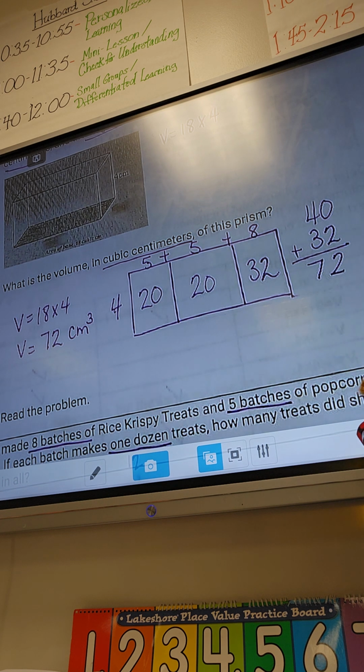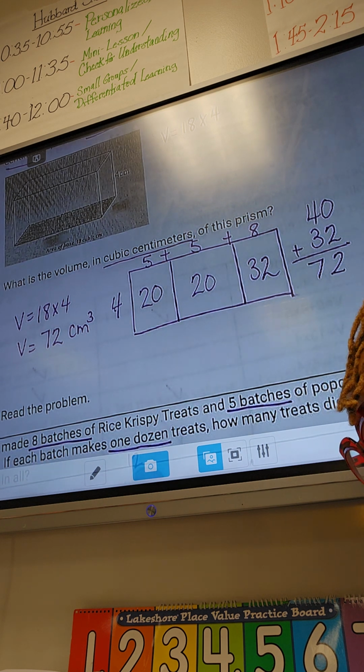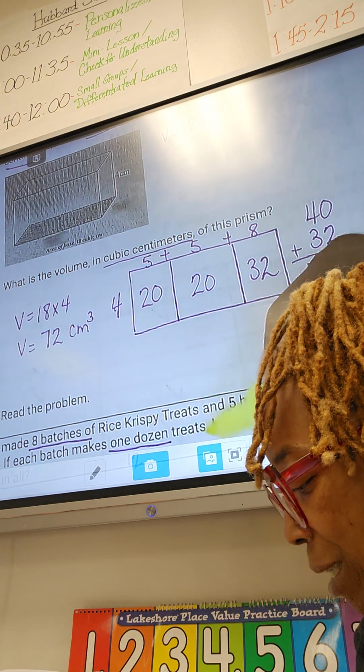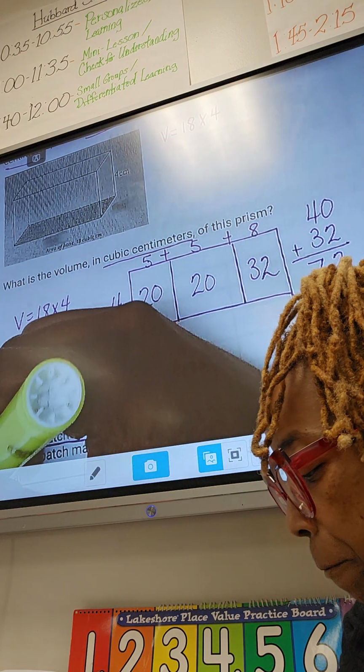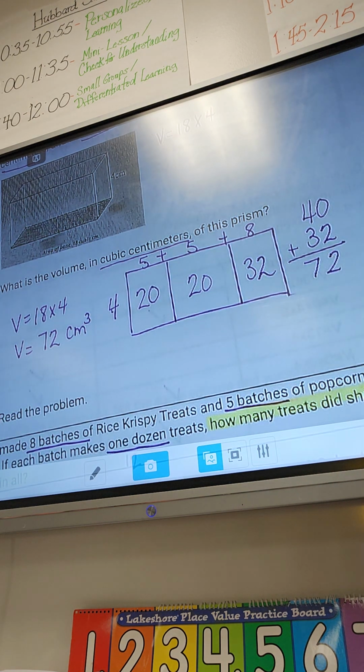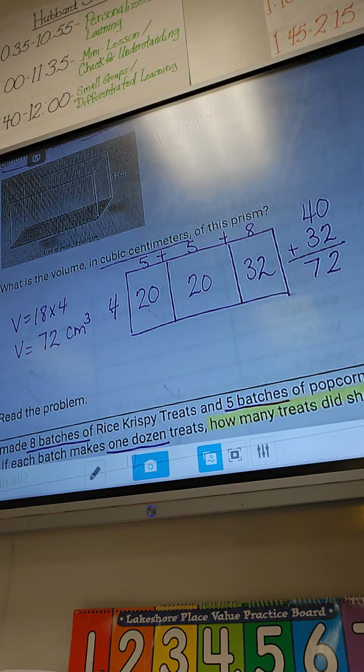All right, so if there are 8 batches and there's 12 in each of the batches, if there are 5 batches and 12 in each of the batches, how many are in all? That's our question. In all means I've got to put it all together, which normally means we've got to add, correct? All right, then at the bottom, it gives you a directive.